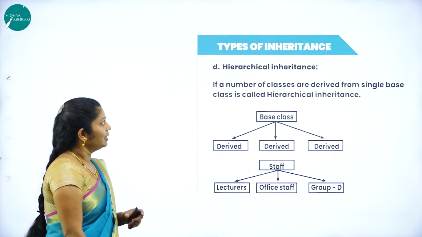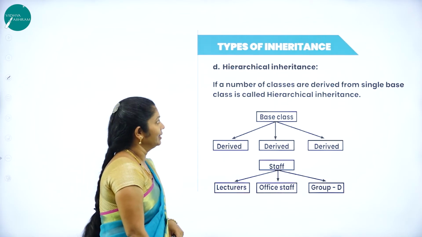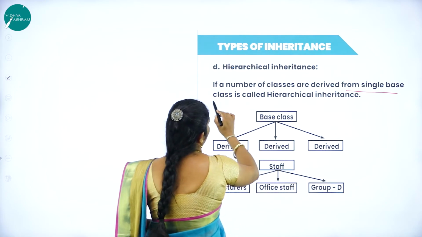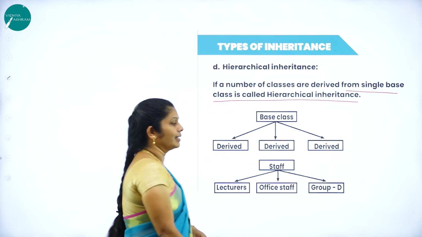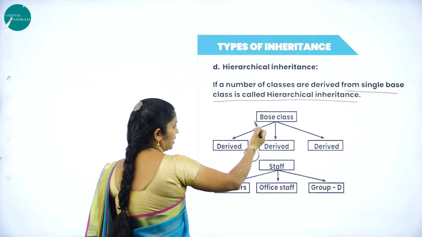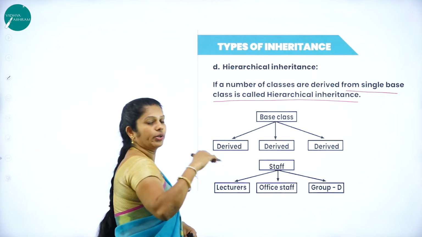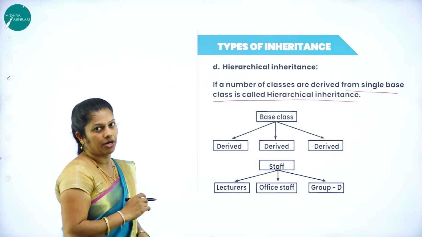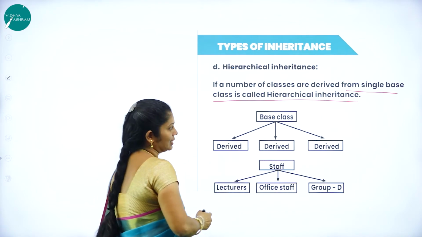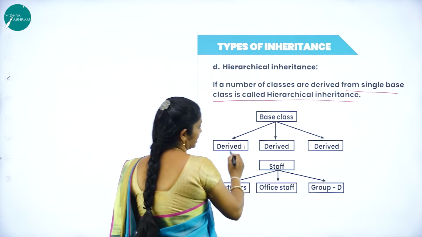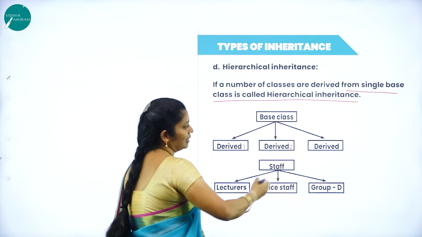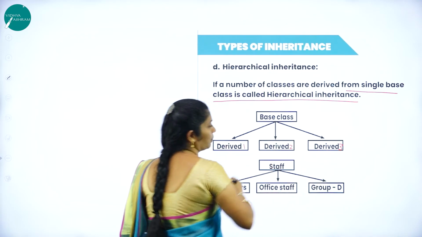Now is it clear? The next one is hierarchical inheritance. If a number of classes are derived from a single base class, it is called hierarchical inheritance. For example, only one base class. From this base class, we have 3 derived classes. If you want, you can take more than 2, but at least 2 you have to consider. Here, each derived class has the properties of the base class. This is derived 1, it has the properties of base. This is derived 2, it has the properties of base. And this is derived 3, this also has the properties of base.